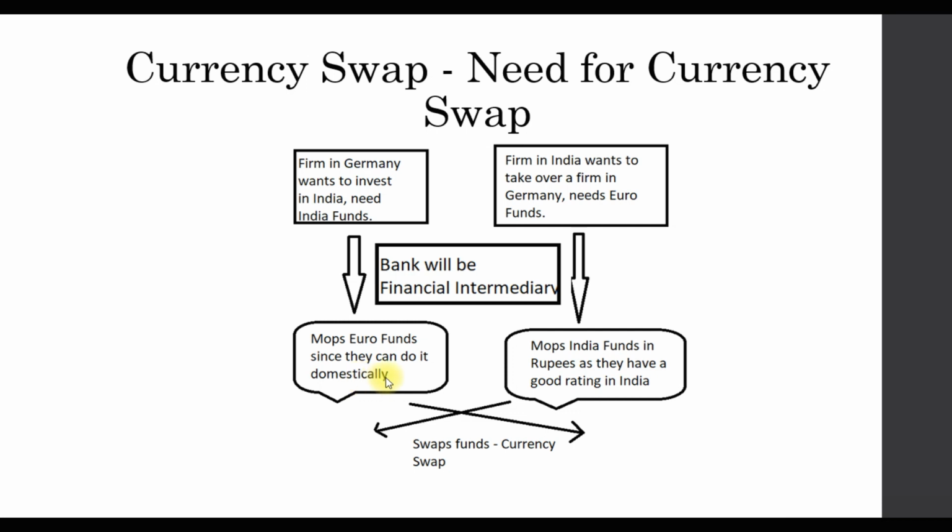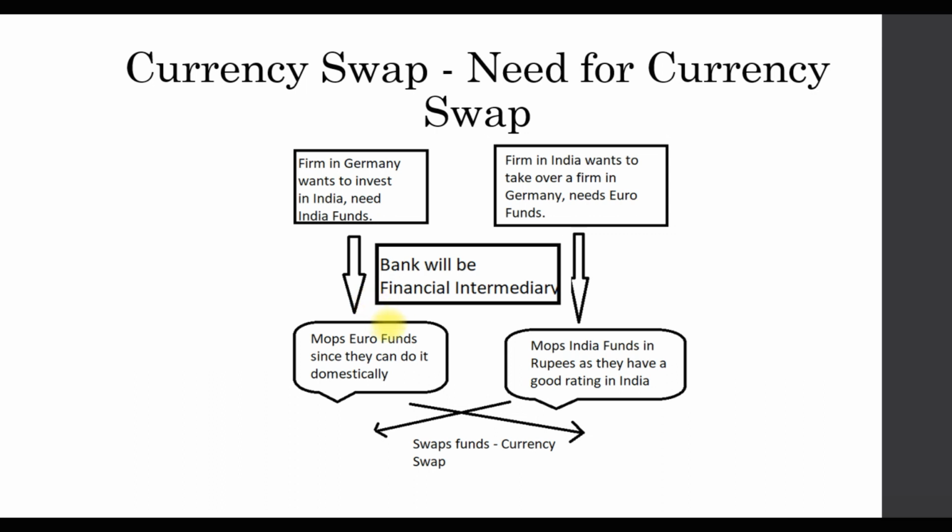The position also is reversed when the Indian company with a good domestic rating is in a good position to raise rupee funds at a lower rate. So the Indian firm goes ahead with raising funds in rupees as they have a good rating in India. Similarly, the German firm goes ahead and raises Euro funds. Now, it is good logic to imagine the two parties raise loans in domestic currencies and swap the loans to serve their individual objective.